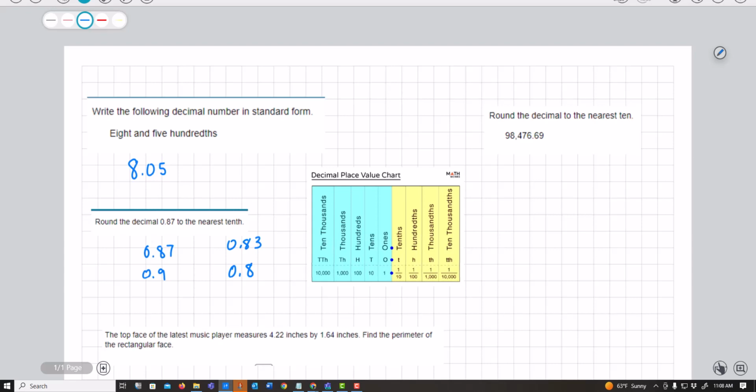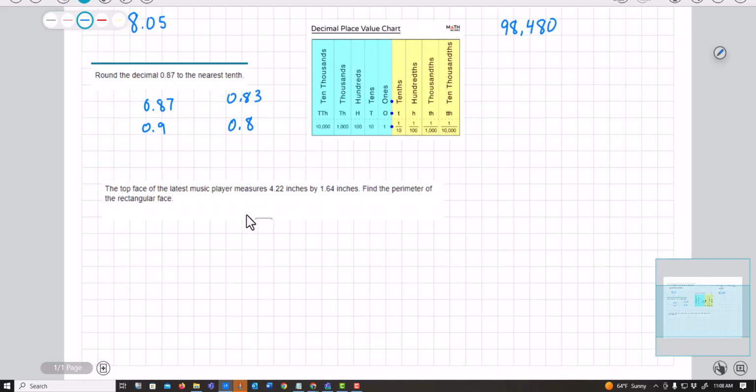All right, round the decimal to the nearest 10. So the 10 position would be right there, right? Because the first one's the ones, and then the tens. I look at the number next to it that I want to round, and it is greater than 5. So I round up, and then that value becomes a 0.